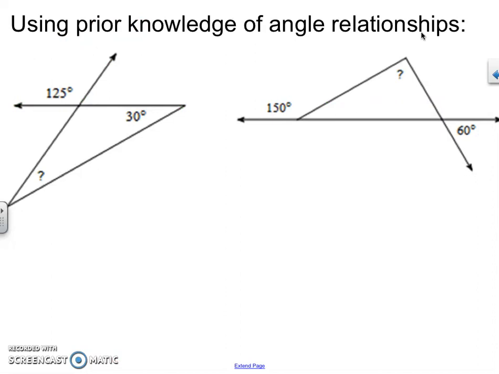Obviously, we've got some multiple step problems coming up. So we need to know our prior knowledge of angle relationships. You need to know vertical angles. You need to know linear pair typically to solve these.